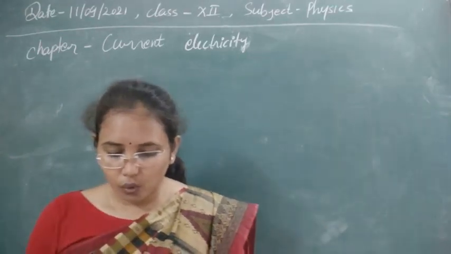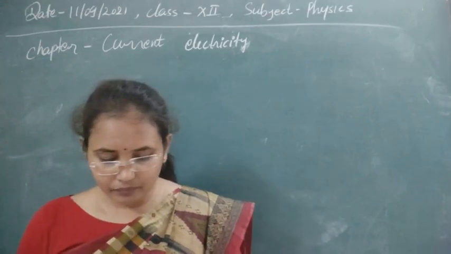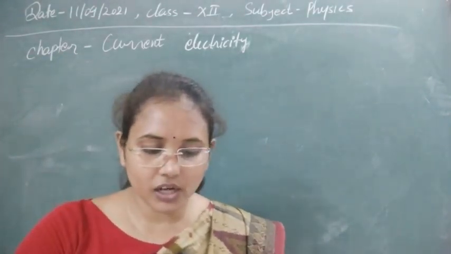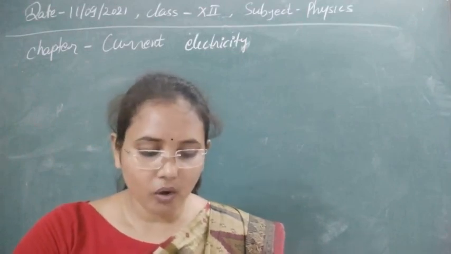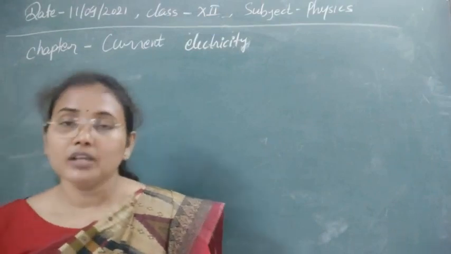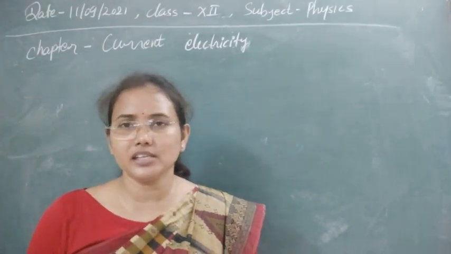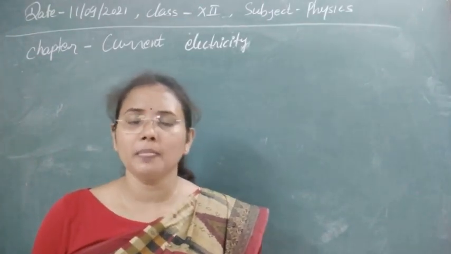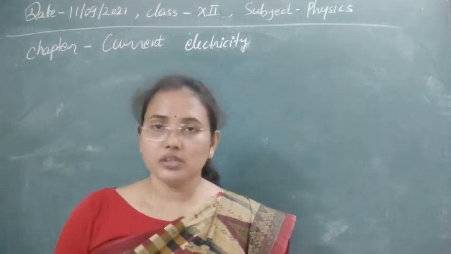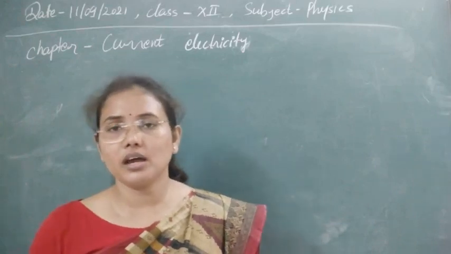The next question is, Ohm's law is not obeyed by which of these? Here we have the options: electrolytes, discharge tube, vacuum tube, and all of the above. If you see, Ohm's law is obeyed by electrolytes, because in electrolytic solutions Ohm's law is completely obeyed. Second, in discharge tubes also Ohm's law is obeyed.